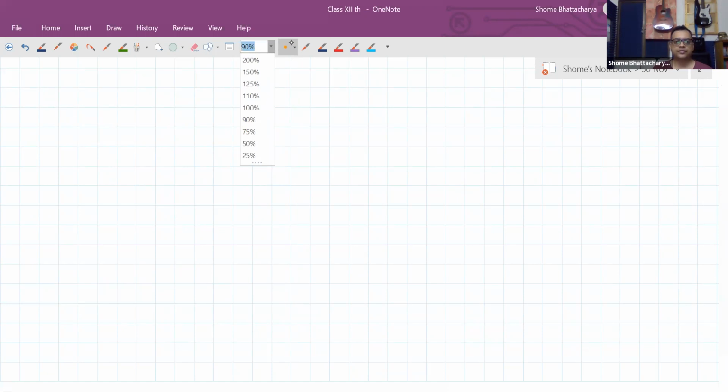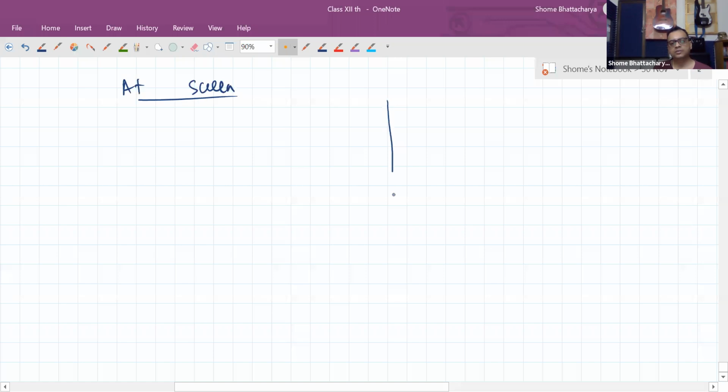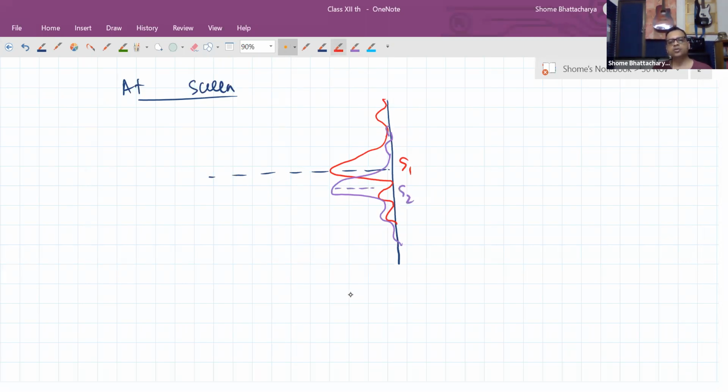Okay, so now imagine at the screen, what is happening is that this is the central maxima and this thing for the image of S1. Okay, and let's say the image of S2 is such that it's like this. Okay, then what will happen is that these images will tend to overlap.